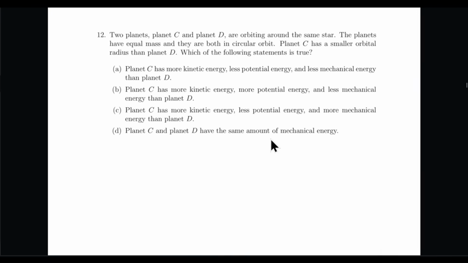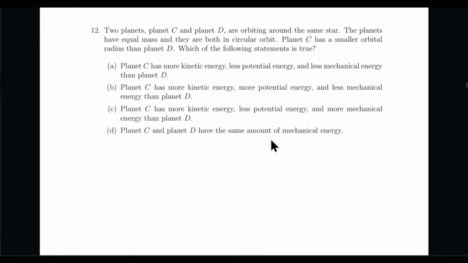Okay, two planets C and D are orbiting around the same star. The planets have equal mass and they both are in circular orbit. Planet C has a smaller orbital radius than D. Then which of the following is true? And the options are about energy. Okay, just to write the formulas once again. In fact, I don't really need to write all the formulas.